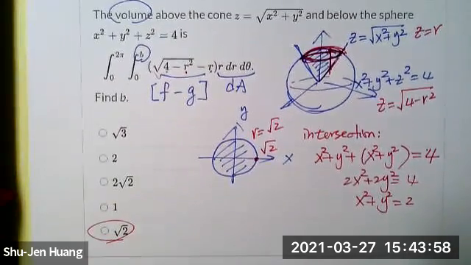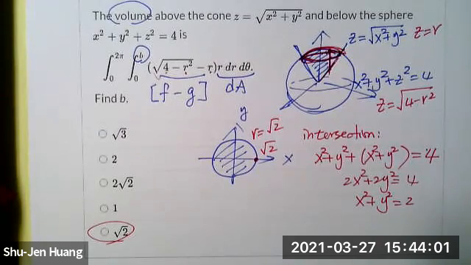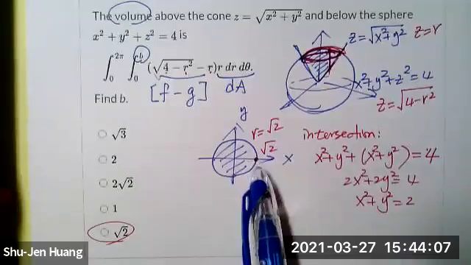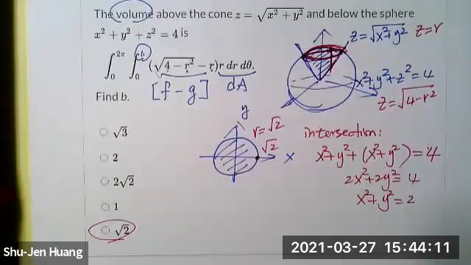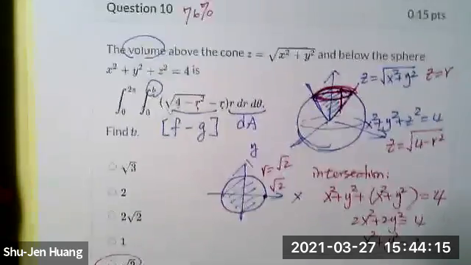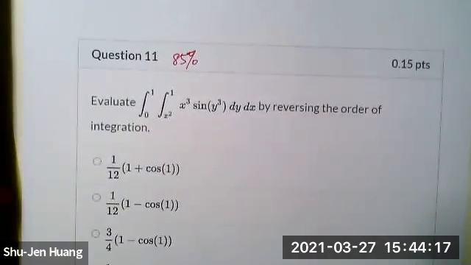Is that good? This is a technique we've been using: when we do the projection onto the XY plane and want to find the size of the circle, we always look for the intersection. Is that good? And let's look at question 11.